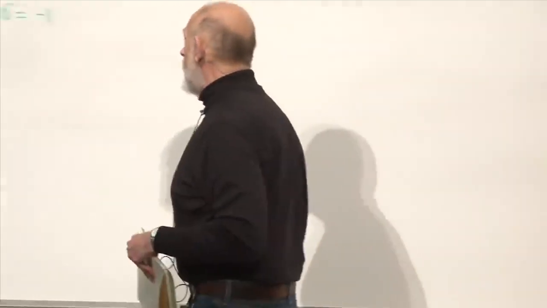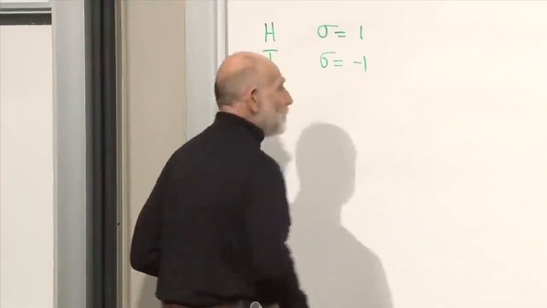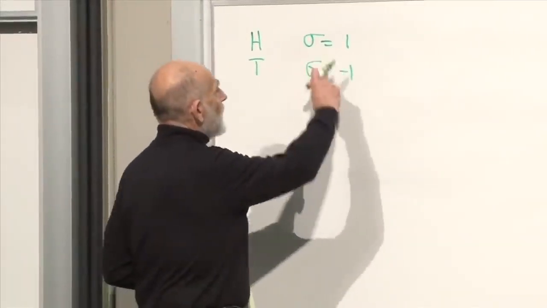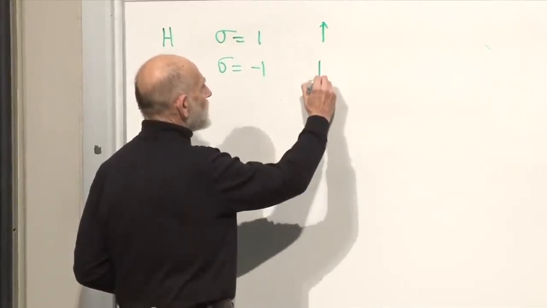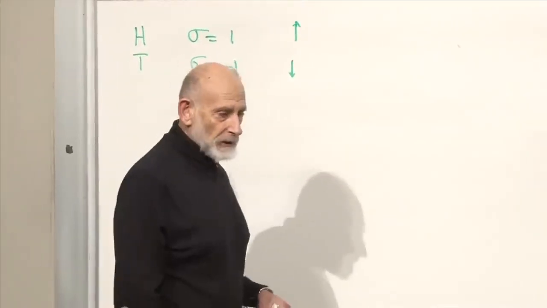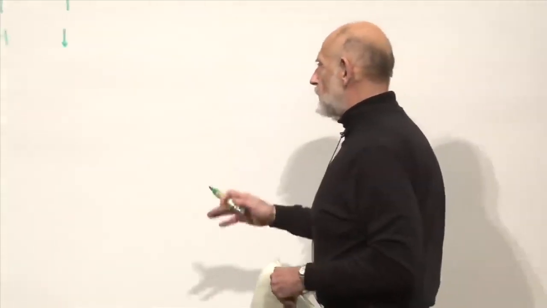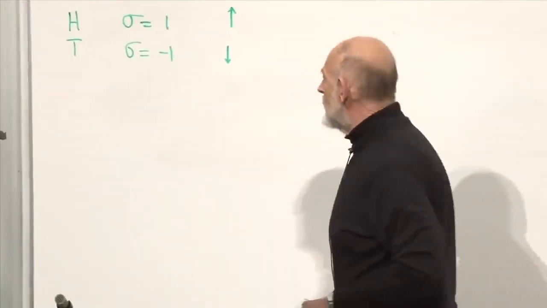We can also describe this another way, by a picture. I'm going to describe sigma equals 1 by an arrow pointing up, and sigma equals -1 by an arrow pointing down. No implication here of anything geometric for the moment, just a notation. A notation, three different notations: heads or tails, sigma equals 1 or sigma equals -1, and arrow pointing up and arrow pointing down.